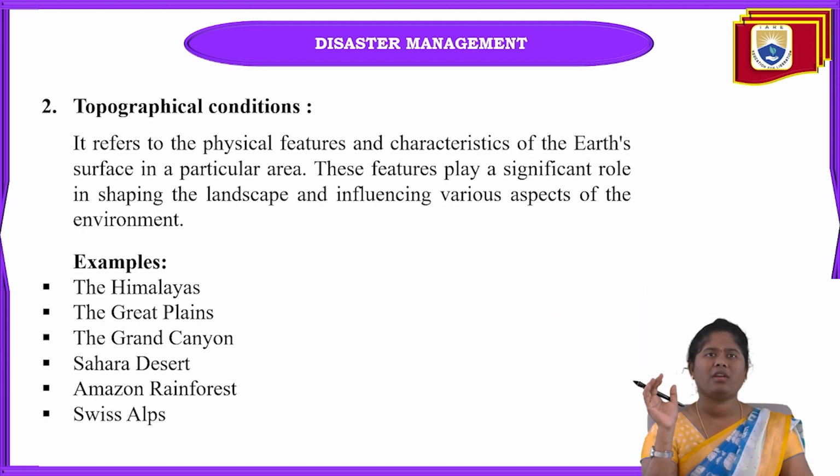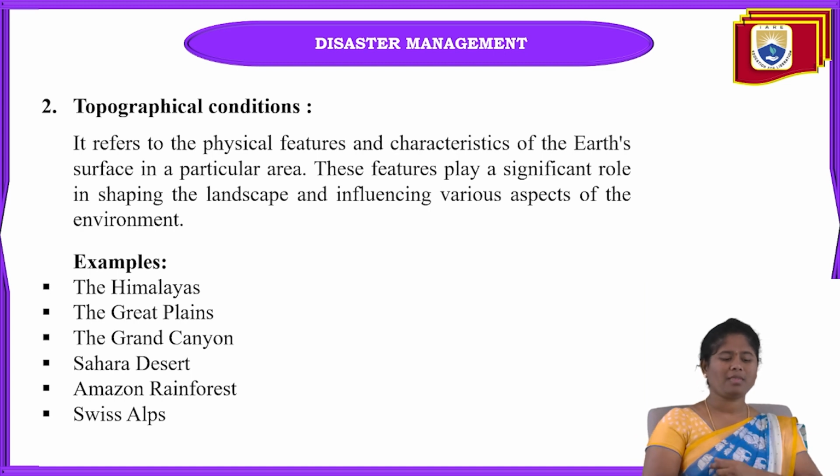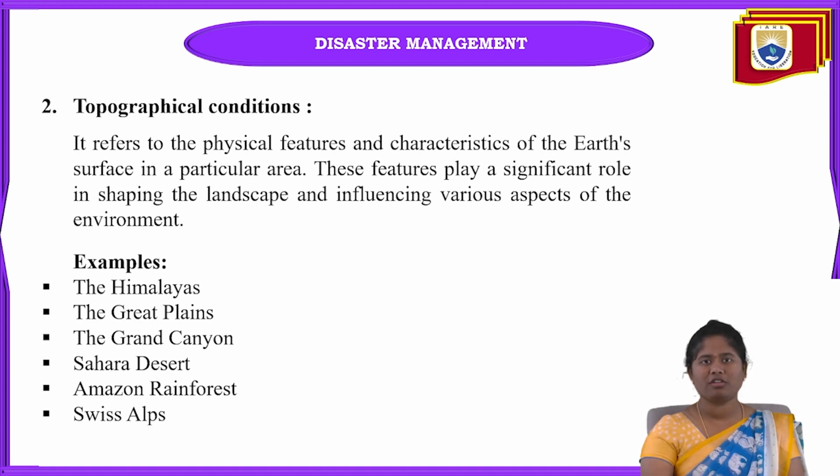And coming to the next one, that is topographical conditions. Topographical conditions mainly refer to the physical features of the earth's surface in a particular area. One of the best features that plays a significant role is landscape. Means how landscapes will be there because of these topographic conditions, and how that will influence various factors. These are what we are going to study in topographical conditions.